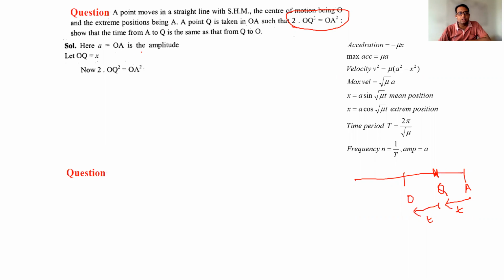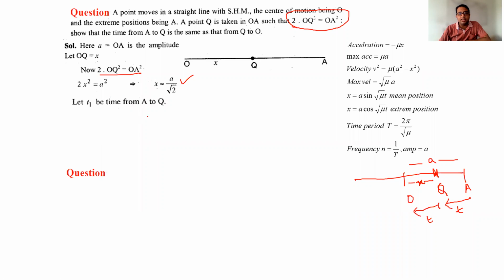So A is equal to OA. Let A be the amplitude, right? The amplitude of the motion is, let us suppose, A, and for OQ, let us suppose the position of Q is at a distance x from the mean position, and we are given this condition. So what we have: 2x square is equal to A square. That means x is equal to A by root 2.